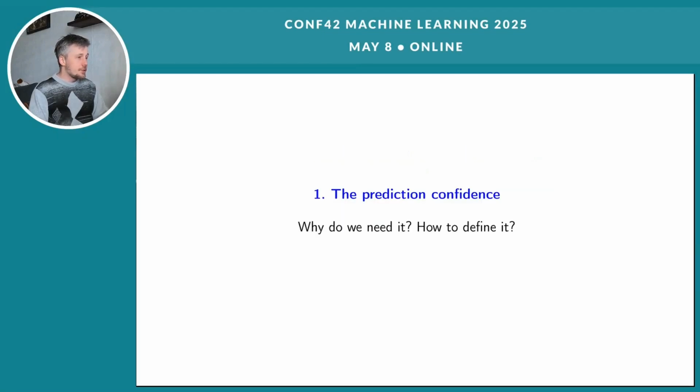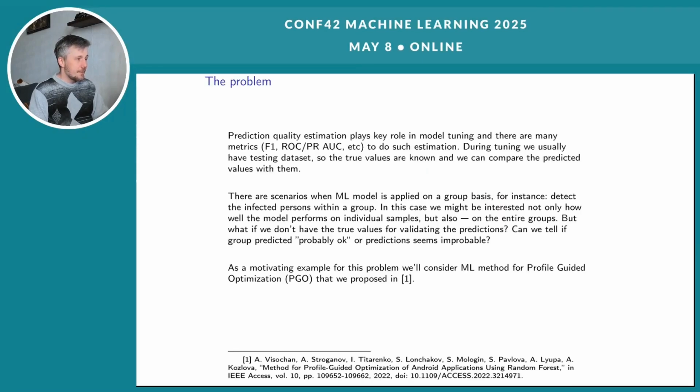Let's talk about prediction confidence. Why do we need it and how to define it? The prediction quality estimation plays a key role in model tuning, and there are many metrics to do such estimation. For instance, an F1 score, variance, area under the curve metrics, and so on. The important thing is that during model tuning, we usually have the testing dataset. So the true values are known to us, and we can compare the predicted values with them.